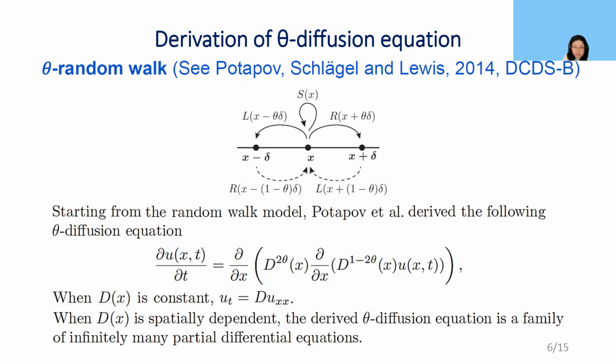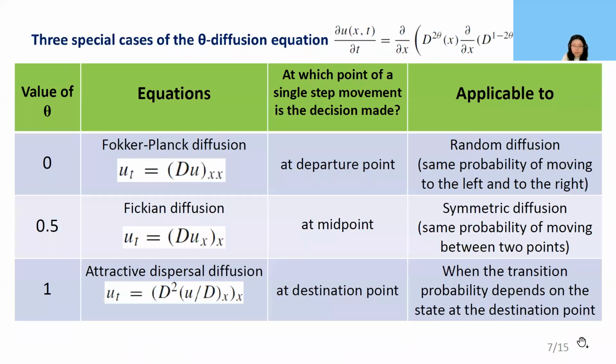And a more general case is when the diffusion rate d(x) depends on spatial location x. Then in that case, the derived θ-Diffusion equation is a family of infinitely many partial differential equations, because given a value of theta, we'll get a corresponding PDE. And among all the partial differential equations, we have these three special cases.